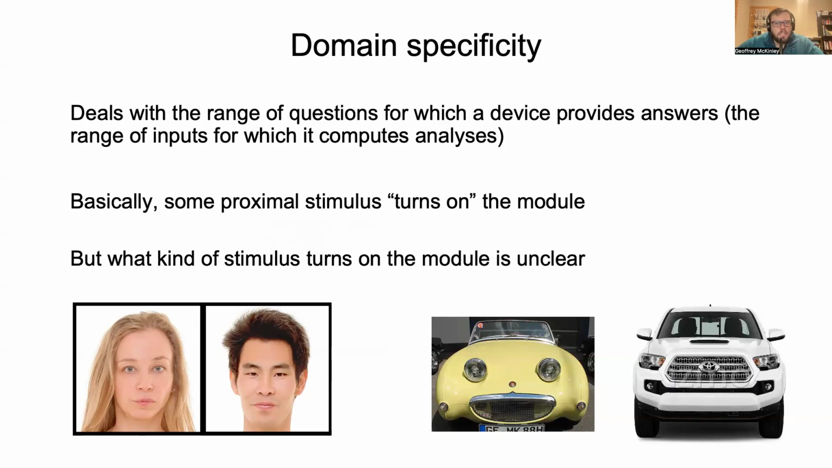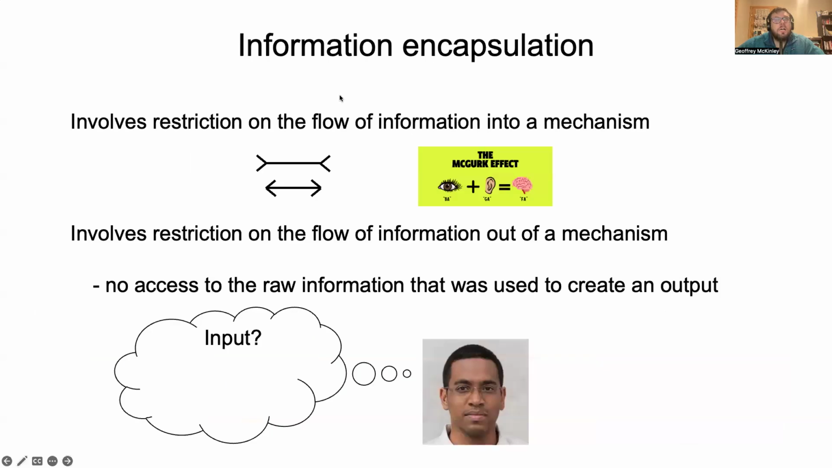All right. Another thing that we talk about is called information encapsulation. So this involves two things. This involves a restriction on the flow of information into a mechanism, right? And so we talked about the Miller-Lyer illusion, right? So your background beliefs don't influence how you see this. Even though you know it's a certain way, you still can't unsee it. You can't see what you think, I guess is what I would say.